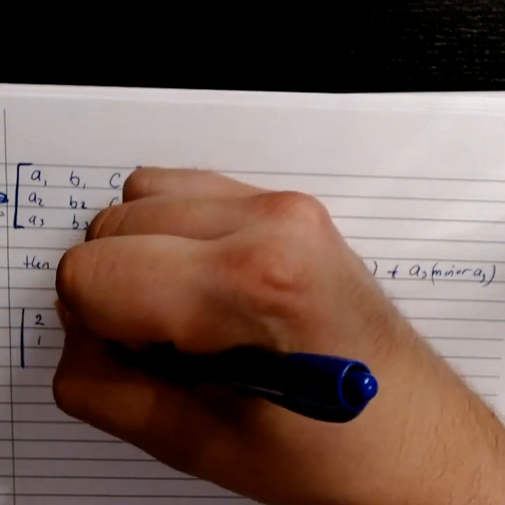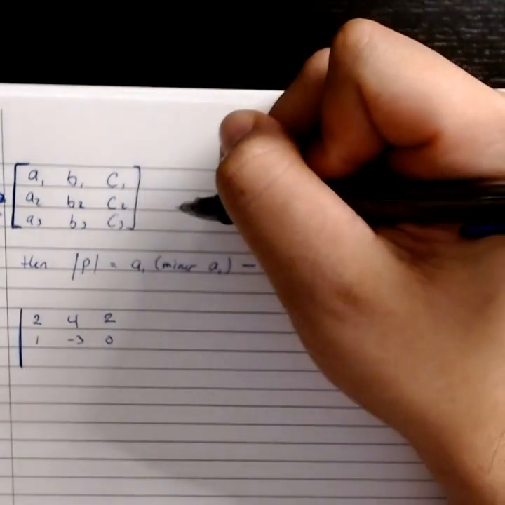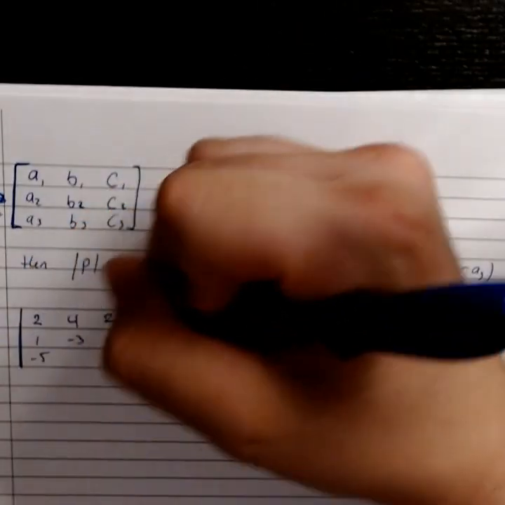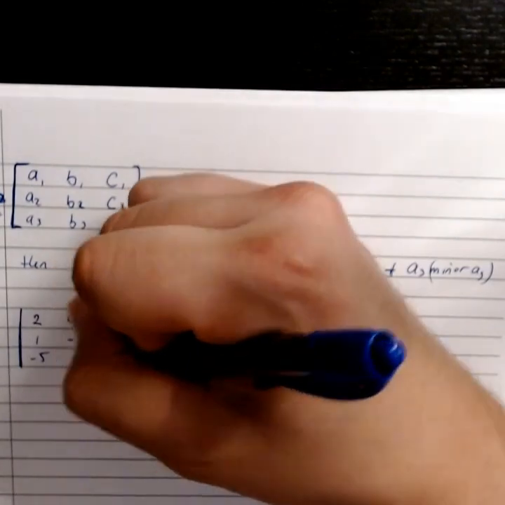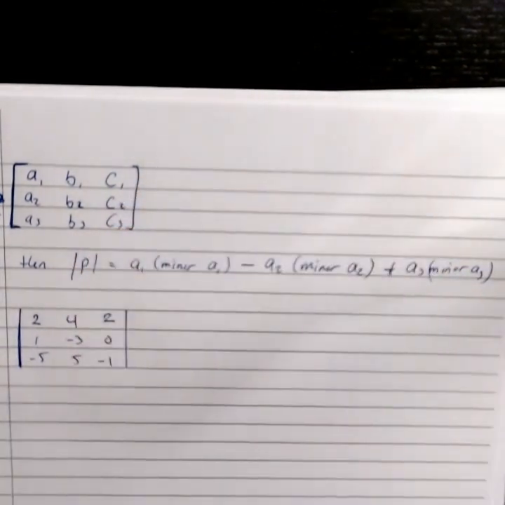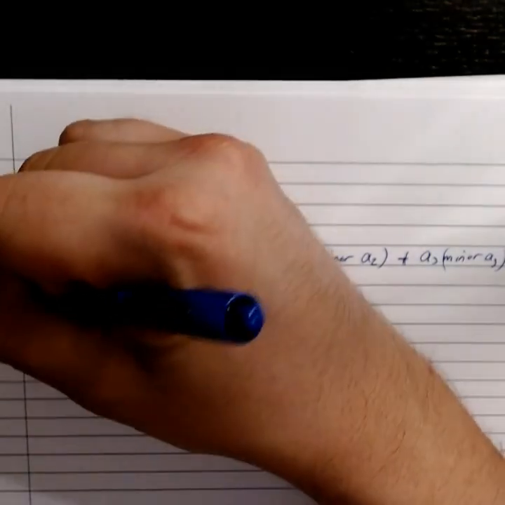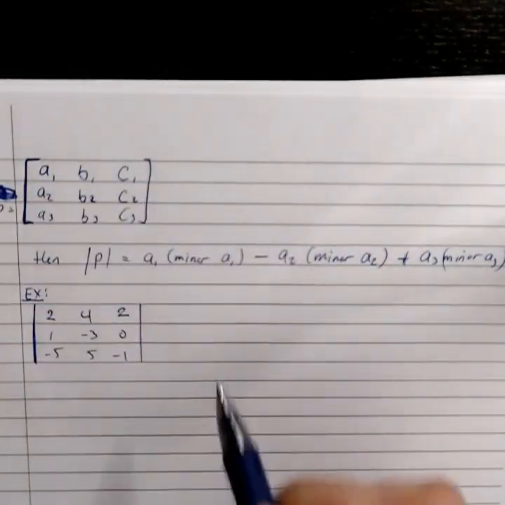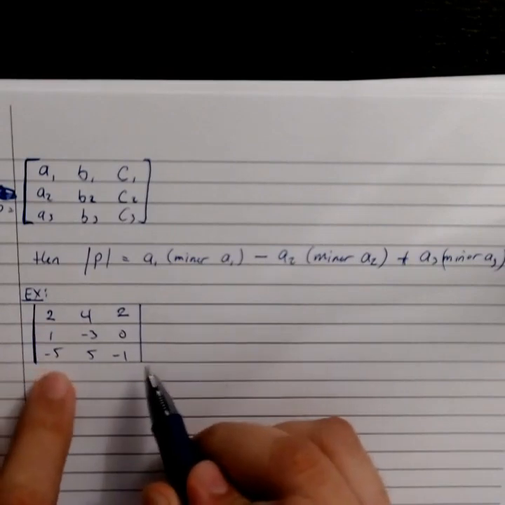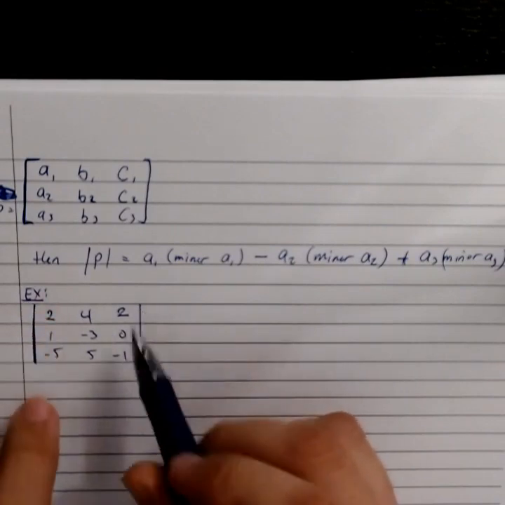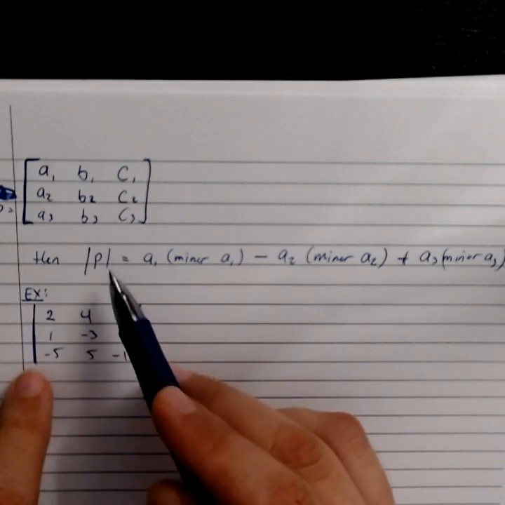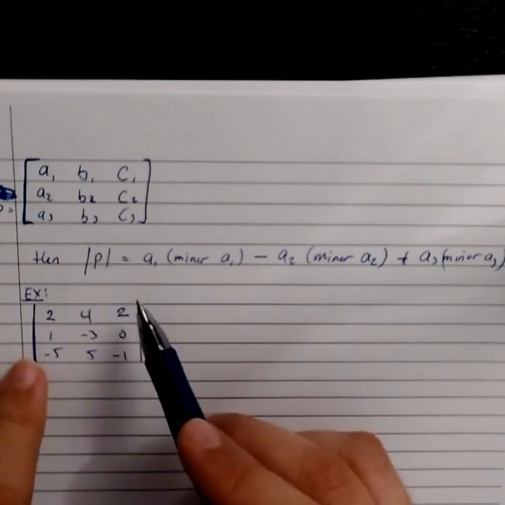1 minus 3, 0, and minus 5, 5, and minus 1. Okay, so that's the same matrix I had before. And now the example is going to be, we're going to find the determinant. Here we're going to just use these bars instead of the normal brackets. When we have brackets here, that means that you have a matrix. But the bars around a matrix tells you to find its determinant.